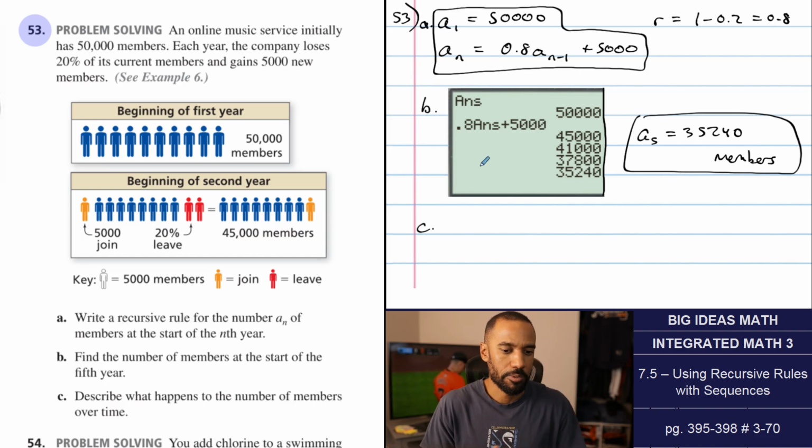Part C, describe what happens to the number of members over time. Now, this is the really cool part with the calculator. The lecture portion kind of showed this as well. Just keep pressing enter and show that convergence. Watch what happens over time as the thing weeds out. Because what we're really doing now, see that convergence? We are losing 20% of our members, and then we're adding 5,000.